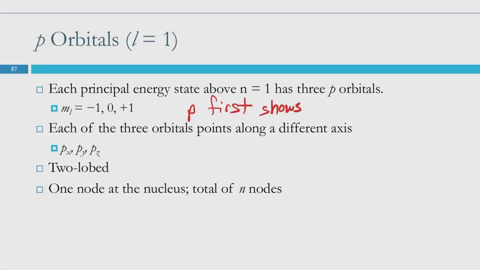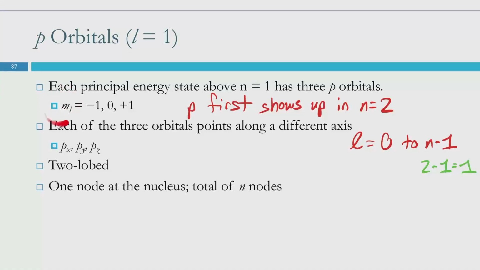P first shows up in n equals 2, since L equals 0 to n minus 1. So L equals 1 becomes a possibility when n equals 2. So that's why it's above our first. And we've got m sub L values of -1, 0, or +1. This is why we have 3 orbitals. Values for the magnetic quantum number, 3 orbitals, 3 individual shapes in our shape family of P.